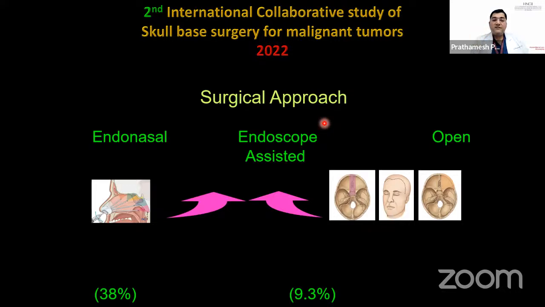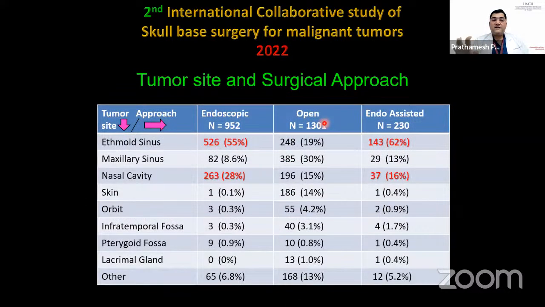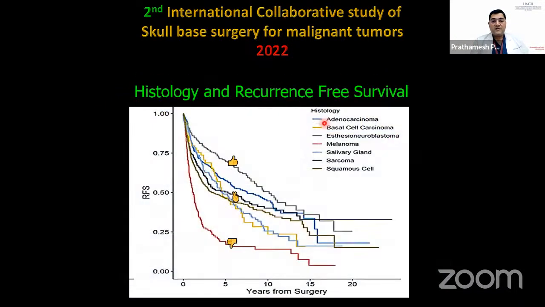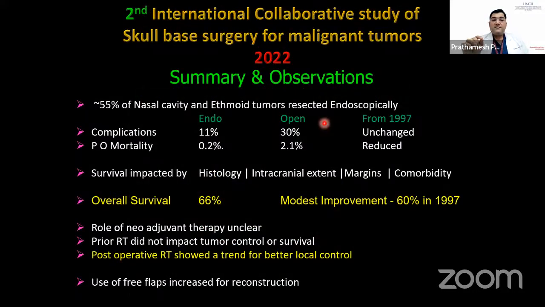We find that more than 50% of these patients were now resected endoscopically, and the ethmoid and the maxillary ethmoid and the nasal cavity form a large proportion of these tumors. Again, adenocarcinomas do exceedingly well in contrast to these squamous cell cancers. There is an improvement in the survival because we are now steadfastly studying our scans carefully, picking out the right histology, and also looking at standardization of the surgical approach. And that is the key to achieving a good outcome.